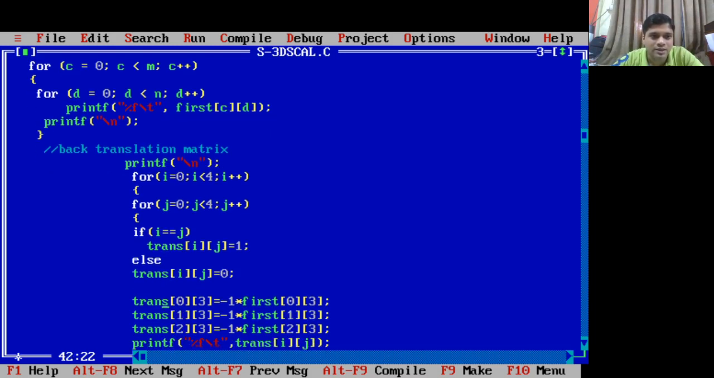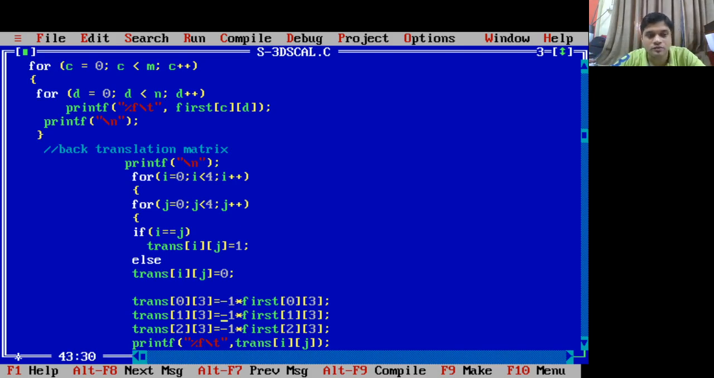And then at the required locations, that is location number 0, 3, 1, 3 and 2, 3. Remember we start the indexing from 0. So that is why 0 is counted. So 0, 1, 2, 3. So when I say 3, it is actually the fourth column. So the first row, fourth column, I am writing the value as minus 1 into first of 0, 3.